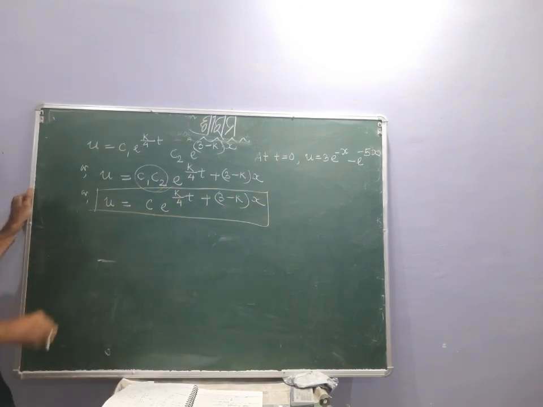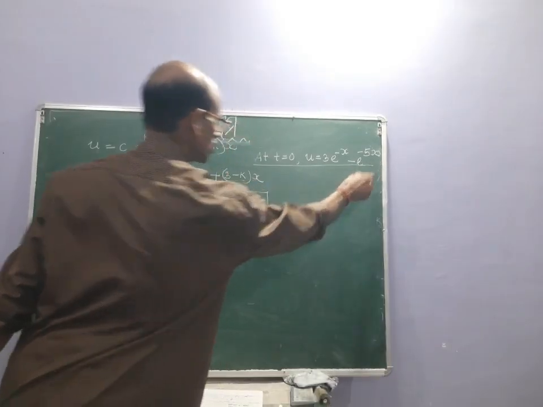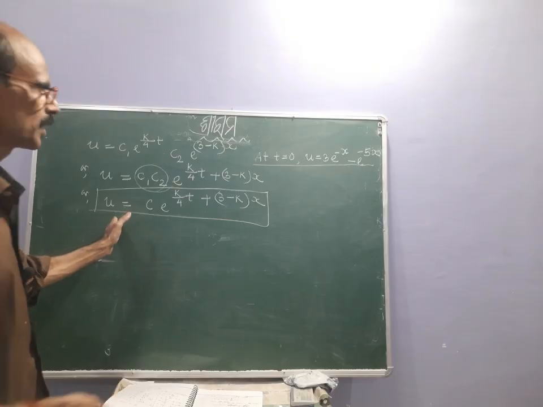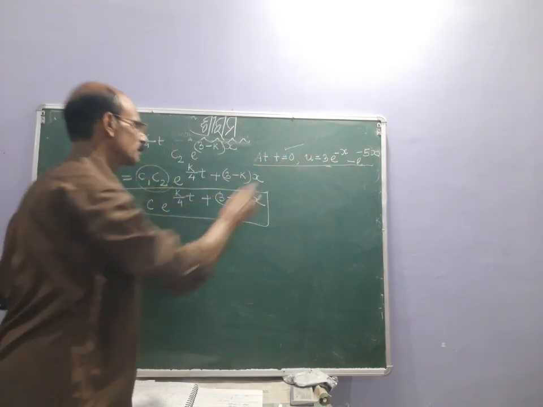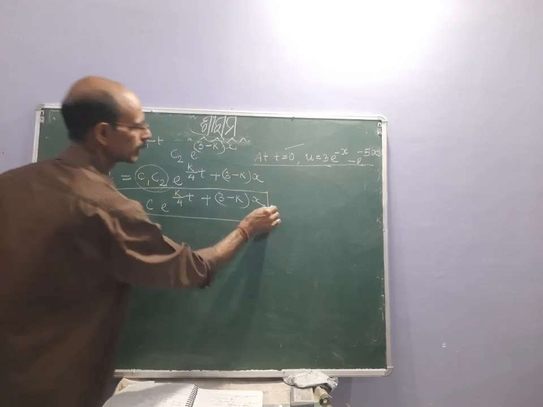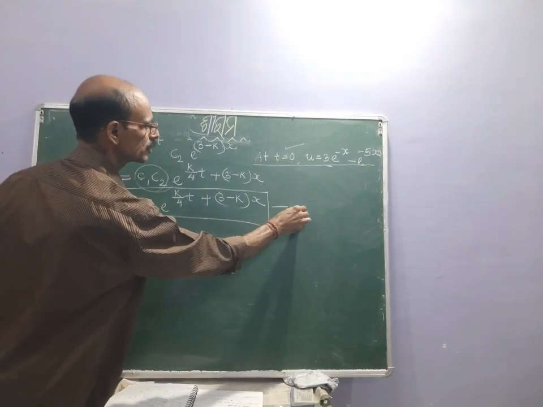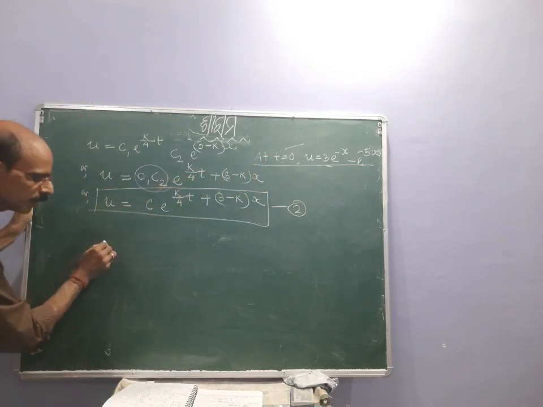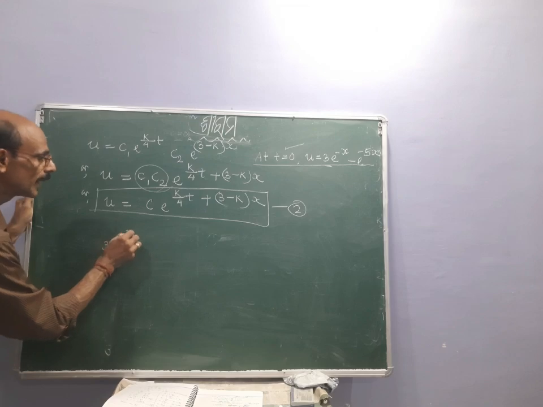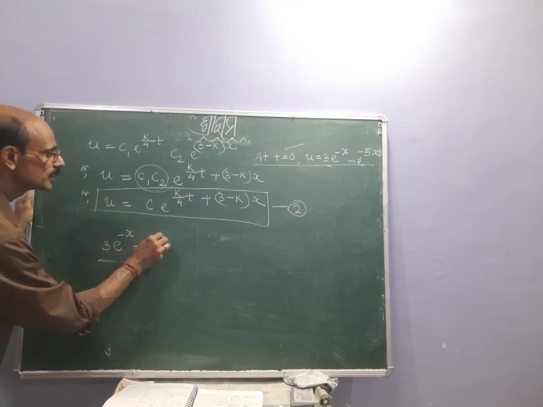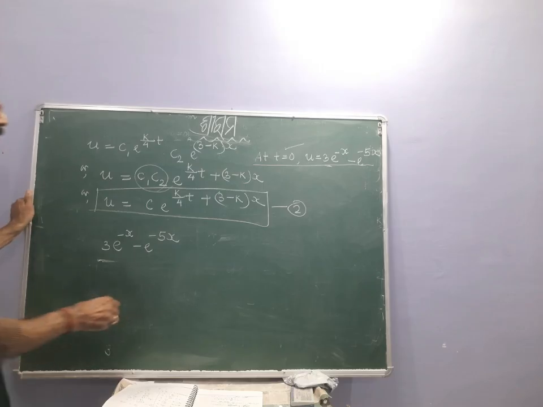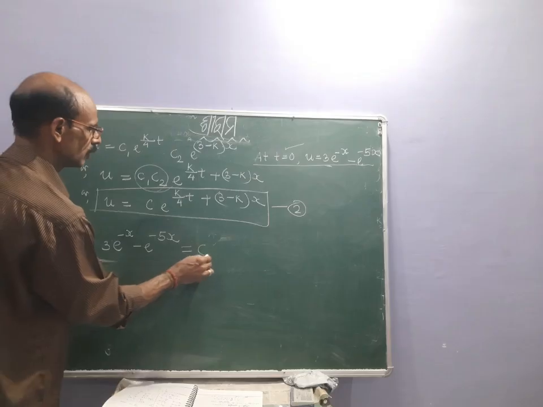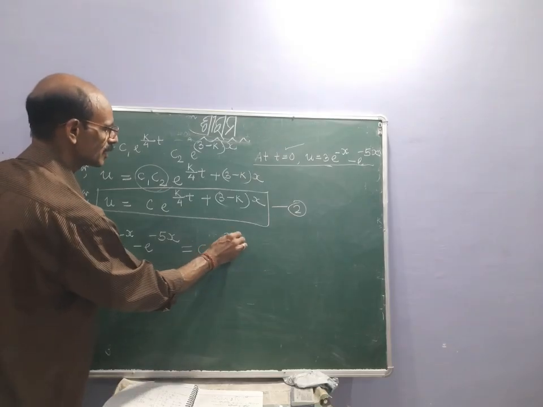It would be the final solution if this condition were not given, but since this condition is given we have to use this. When t is 0, u is this much. So when t is 0, let us use this equation 2. In equation 2, use the boundary conditions. u is equal to 3 exponential minus x minus exponential minus 5x is equal to, when t is 0, this c exponential 3 minus kx.